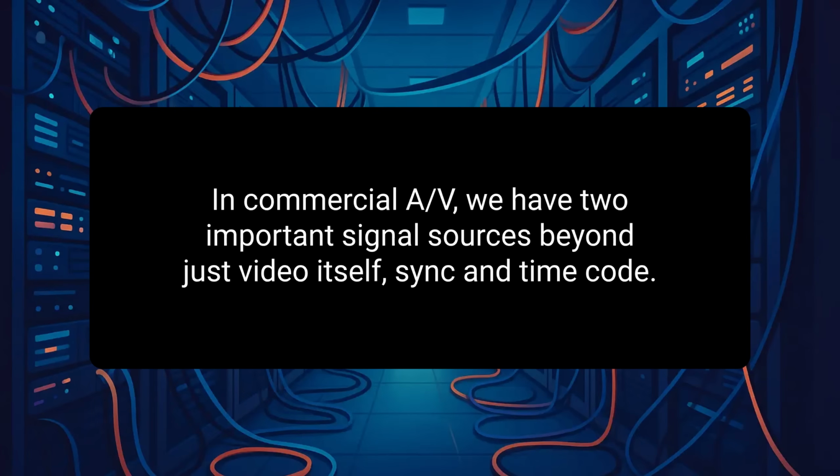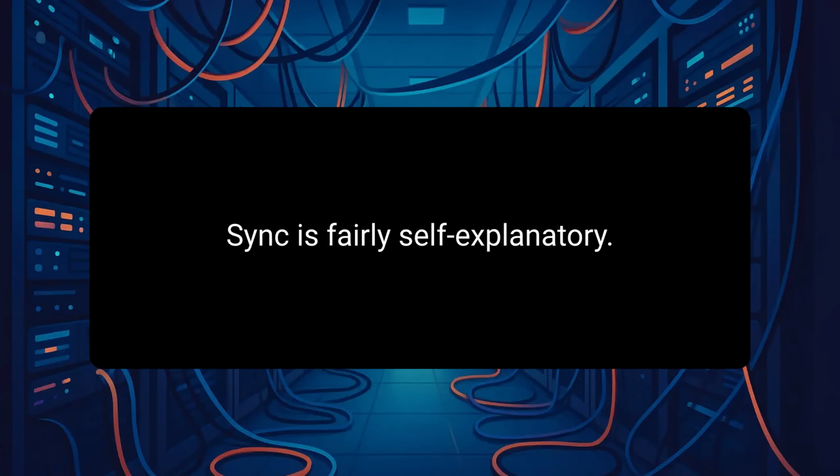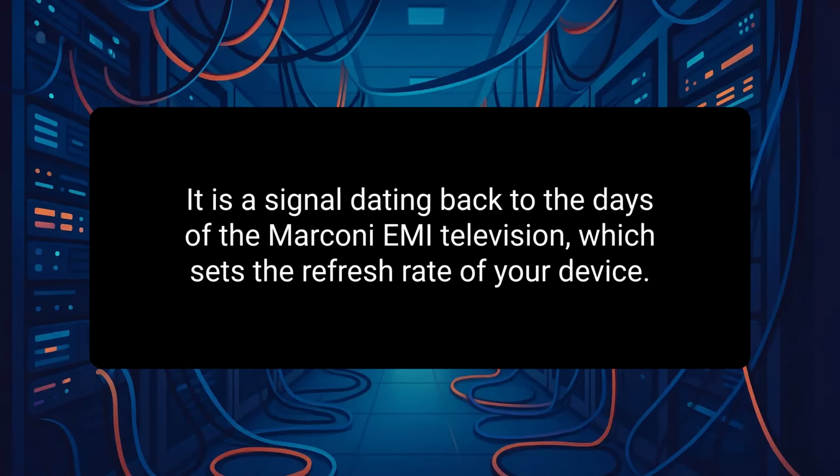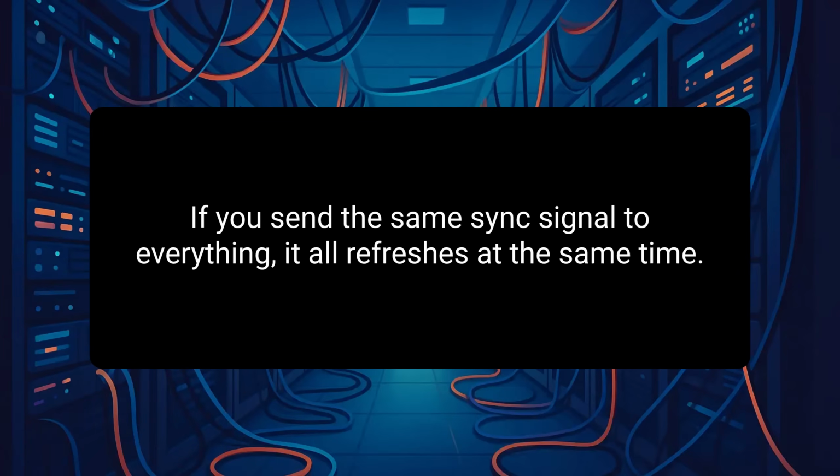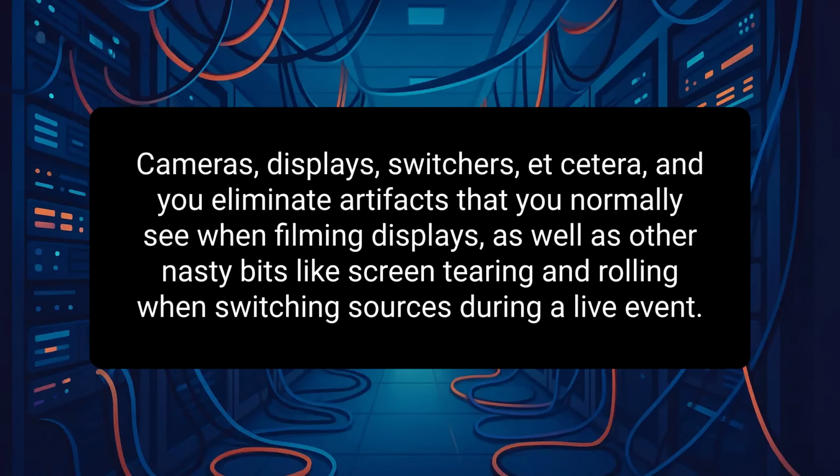In commercial AV, we have two important signal sources beyond just video itself, sync and timecode. Sync is fairly self-explanatory. It is a signal dating back to the days of the Marconi EMI television, which sets the refresh rate of your device. If you send the same sync signal to everything, it all refreshes at the same time. Cameras, displays, switchers, etc. And you eliminate artifacts that you'd normally see when filming displays, as well as other nasty bits like screen tearing and rolling when switching sources during a live event.